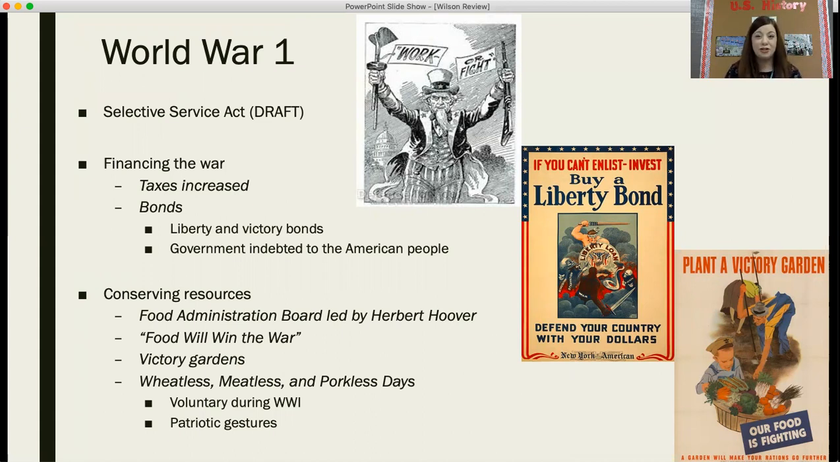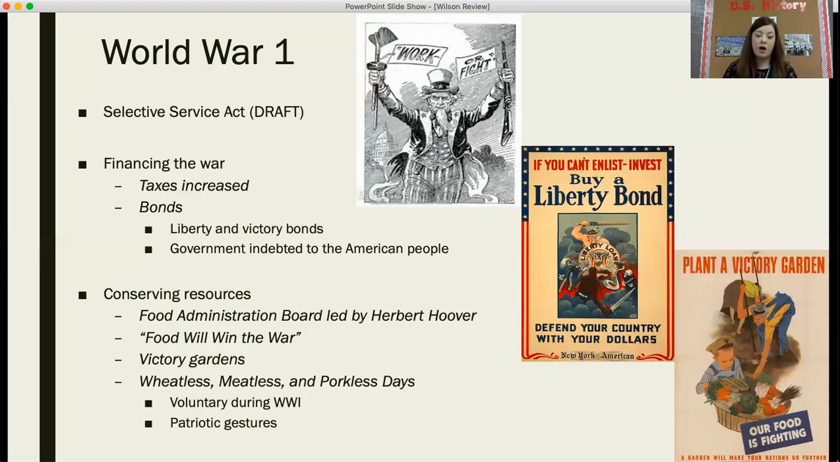2.8 million men were drafted to fight in World War I. We also see that war is expensive. There are two ways that the government is going to finance this war. Number one, everybody's going to pay more in taxes. And number two, they're going to sell bonds. Remember, they called these bonds Liberty bonds or Victory bonds, so you felt like you were doing your patriotic duty. You're basically loaning the government money so that they can fight this war. Remember, as a result of this, the government is now indebted to the American people.